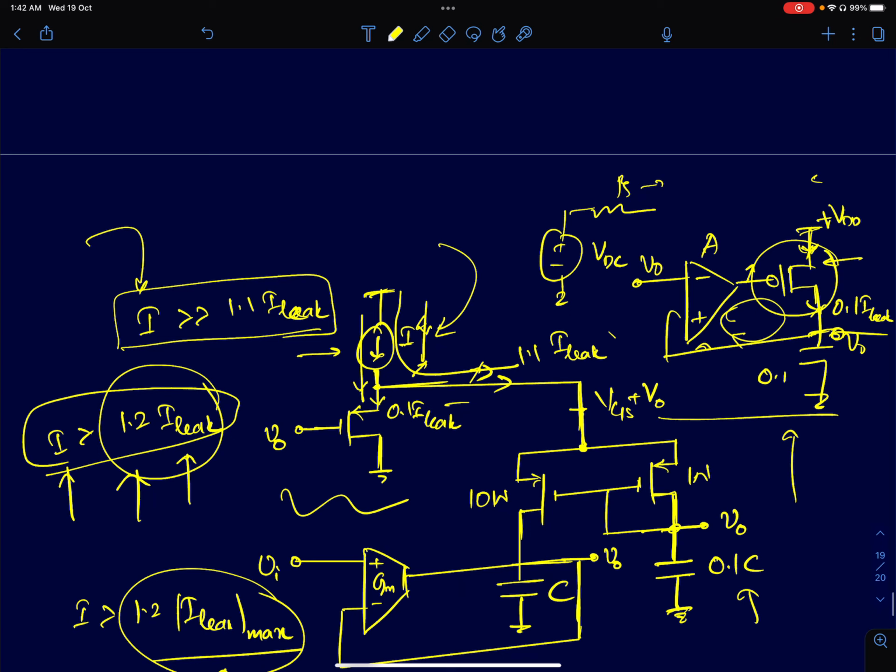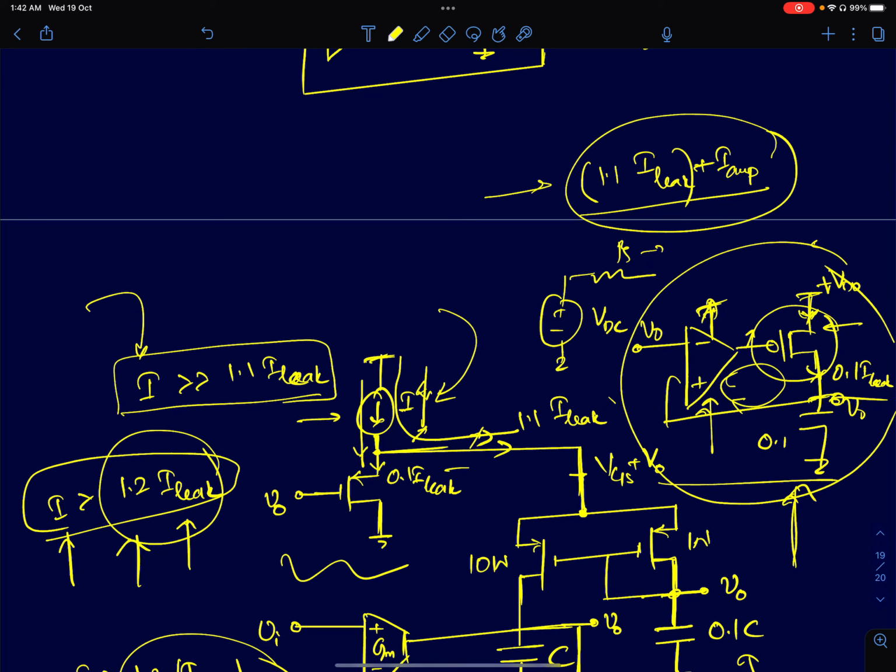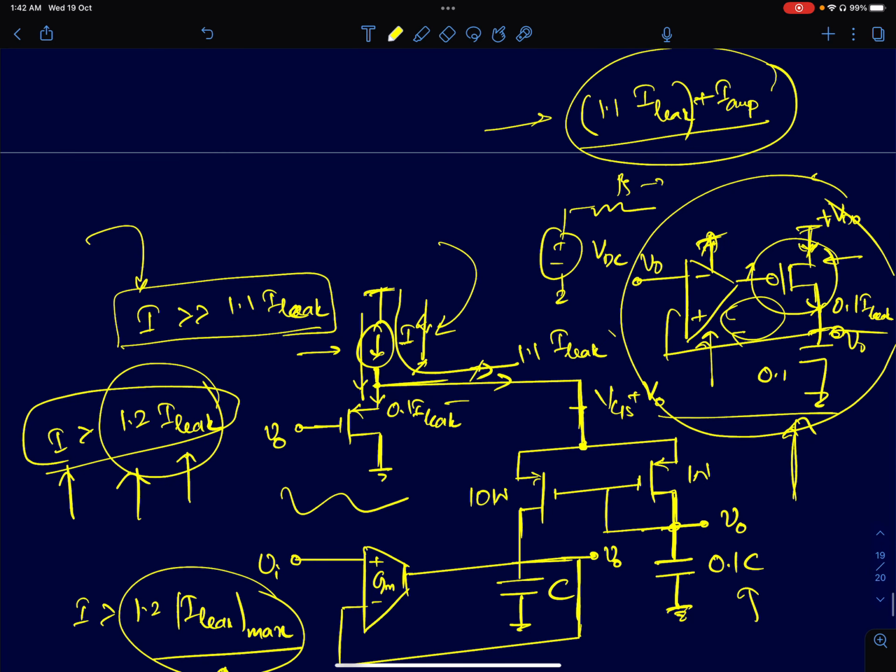On the other hand, in this circuit, if you use a negative feedback, of course, you have to include the error amplifier's power dissipation as well. So that power dissipation is going to be 1.1 I leak plus I amplifier. But remember, this 1.1 I leak is a current which is tracking with process, so there is no max there. It's not max of I leak, so you will be saving some power. That's the advantage of using negative feedback, but the disadvantage is stability.